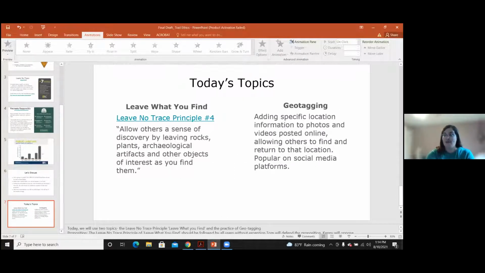So today's topics, we're going to talk about two things that we've encountered across the trail. The first one is Leave No Trace principle number 4, and you can read it there, but it's to allow others a sense of discovery by leaving rocks, plants, archaeological artifacts, and other objects of interest as you find them. So that's going to be debate or discussion number 1.